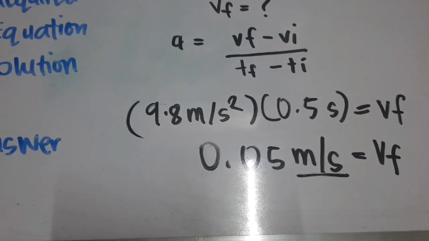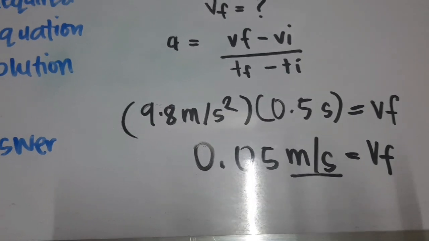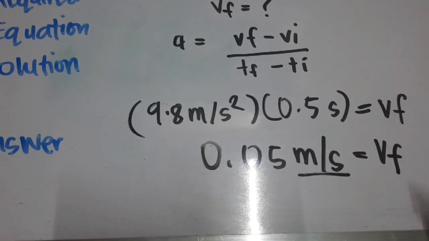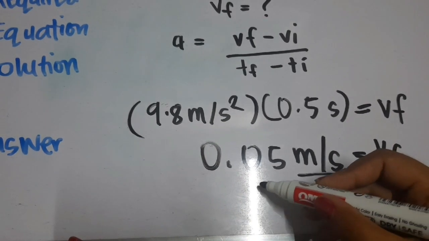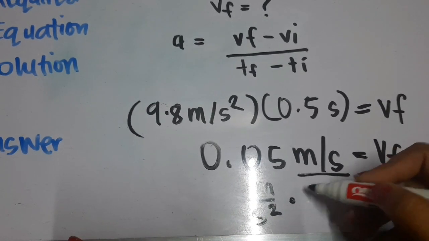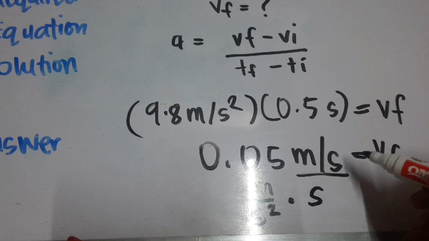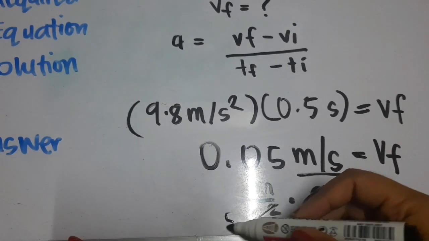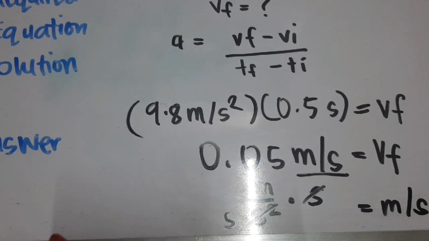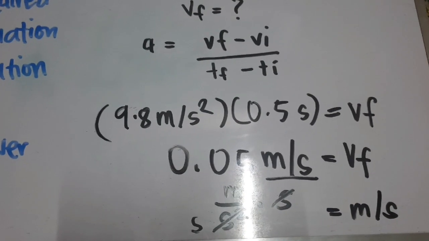So next, I will be discussing how we got meter per second as the unit of the final velocity. Here, it is important to have units. Okay, so meter per second squared multiplied by second, just cancellation. So therefore, the unit is meter per second. So that's how we get the unit.